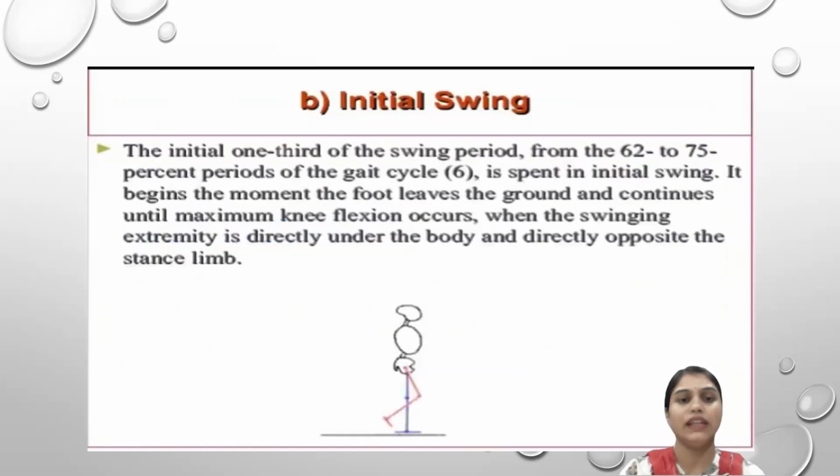Initial swing. The initial one-third of the swing period, from the 62 to 75% period of the gait cycle, is spent in initial swing. It begins the moment the foot leaves the ground and continues until maximum knee flexion occurs, when the swinging extremity is directly under the body and directly opposite the stance limb.